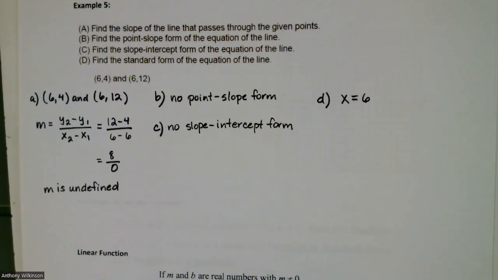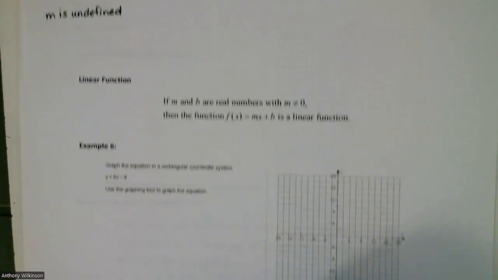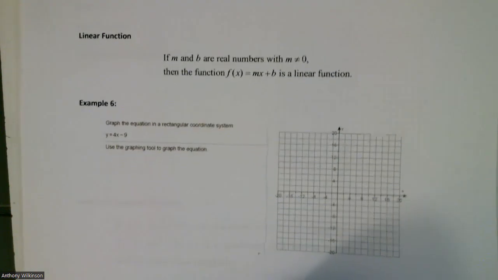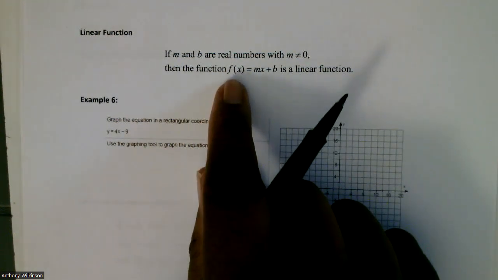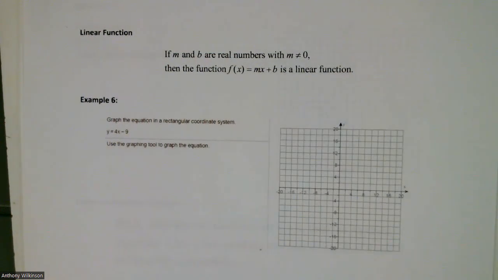All right, now linear function. If m and b are real numbers where m is not equal to 0, then the function f of x equals mx plus b is a linear function. Sometimes they use the notation f of x instead of y, but they both mean the same thing.